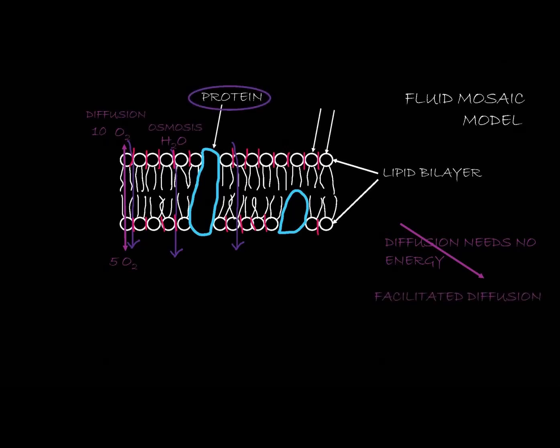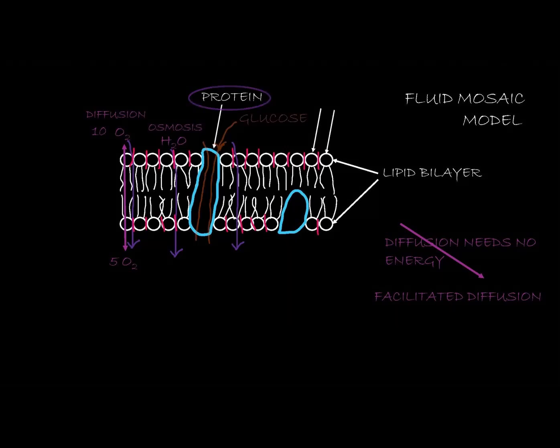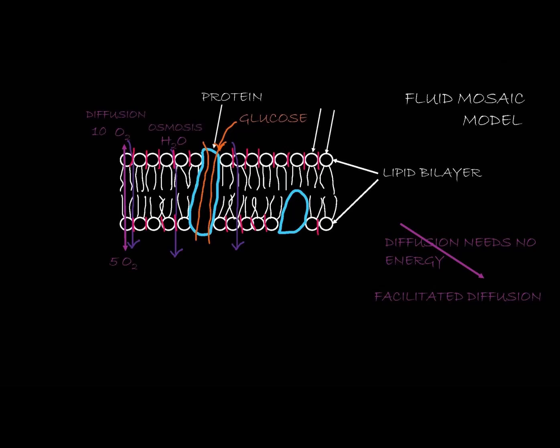Another type of movement is called facilitated diffusion, and this requires the use of a protein, and facilitated diffusion is sort of like opening a window in your house. If the cell needs to move something, say like glucose, from one side to the other, it will open up a protein channel, so like a doorway or a window, that only that glucose can fit through. And the glucose will move through, but it will move through without any energy. Therefore, both of these are called passive transport.